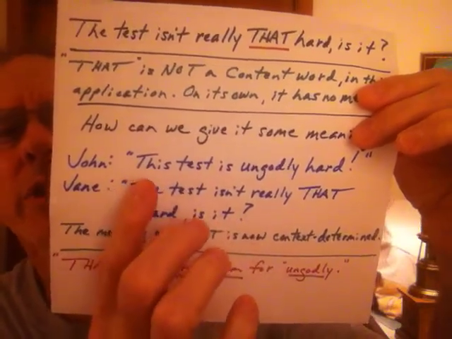I'll just review this one more time. John says, "This test is ungodly hard." And Jane says, "The test isn't really that hard, is it?" So "that" refers back to "ungodly," and boom, you're done. So I will do the next video, and we'll talk about the third grammatical function of the word "that."